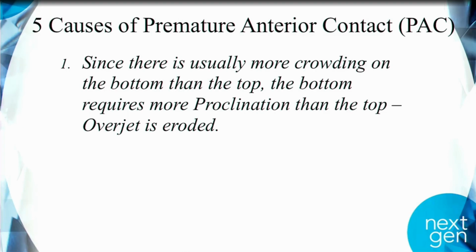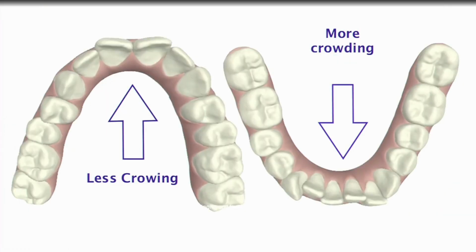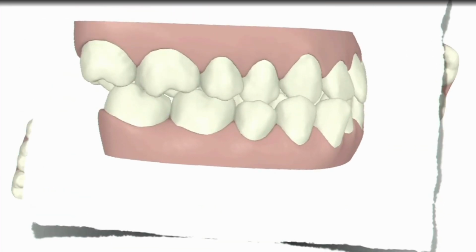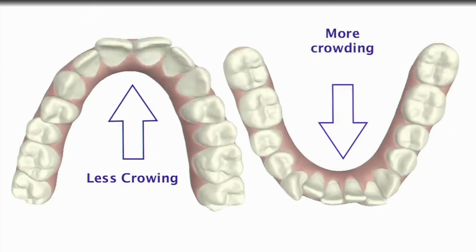Since there's usually more crowding on the bottom than on the top, the bottom requires more proclination than the top. The overjet is eroded. So if you have less crowding here and more crowding there, now watch how much proclination there is on the bottom and how little there is on the top. Guess what's going to happen? They're going to be banging into each other by the time you get to the end of your case, and your back teeth are not going to be able to touch down because you've got premature anterior contact.